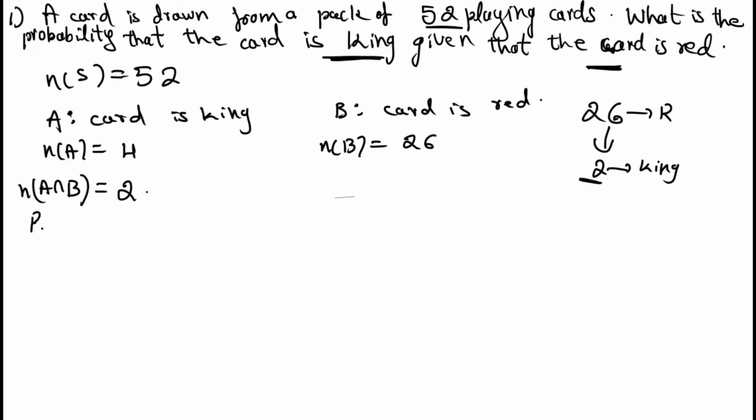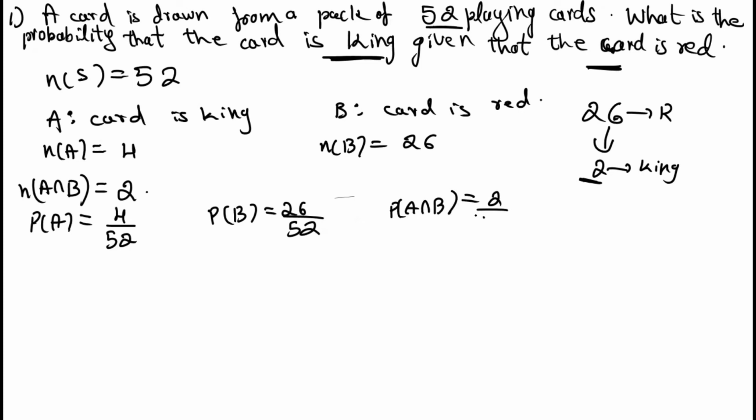Now calculate the probability of A. Probability of A is equal to 4 by 52. Probability of B is equal to 26 by 52. And probability of A intersection B is equal to 2 divided by 52. What's the formula? Probability of A is equal to n of A divided by n of S. In the next step, write the formula.